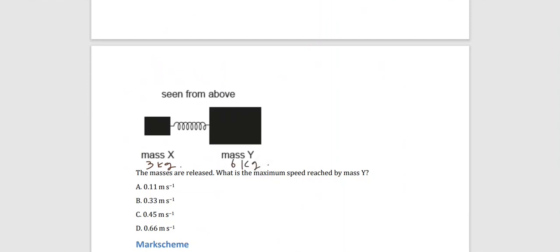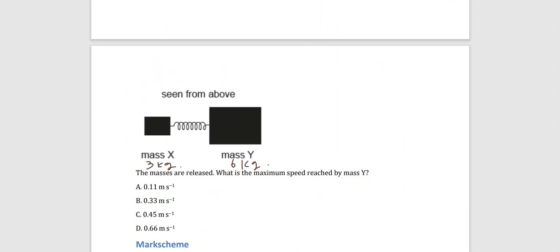The masses are pushed together until the elastic potential energy stored in the spring is 1 joule. The question is, the masses are released. What is the maximum speed reached by mass M?